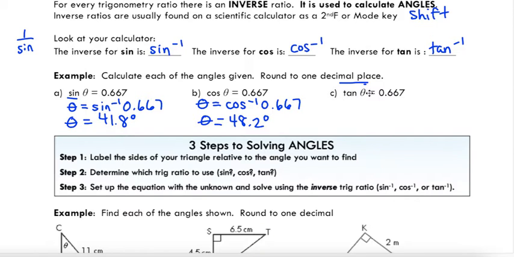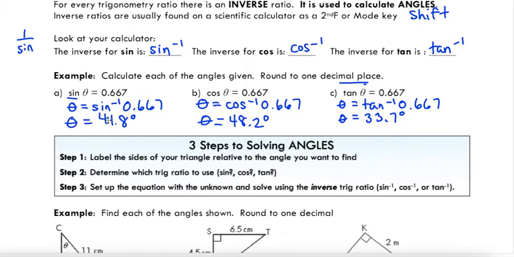And for tan, in order to get our angle by itself, we have to get rid of the tan on this side, so we're using our opposite operations. So the tan disappears from the left-hand side, and the opposite of taking the tan of a number is taking the tan inverse, and we're going to do that for 0.667, and that is going to give us about 33.7 degrees when I round to the nearest tenth, or the one decimal place.